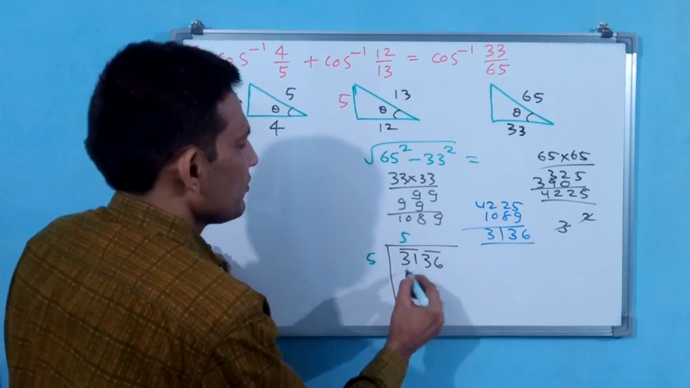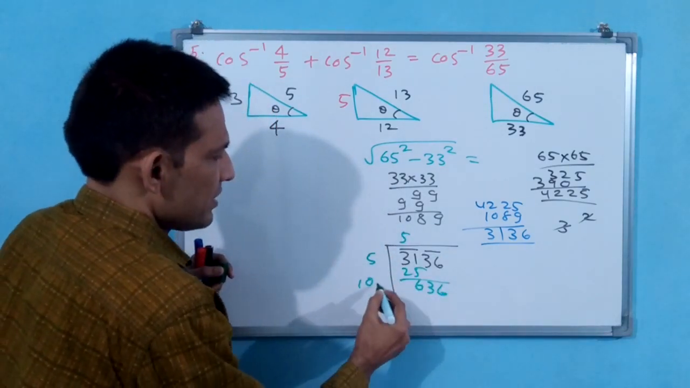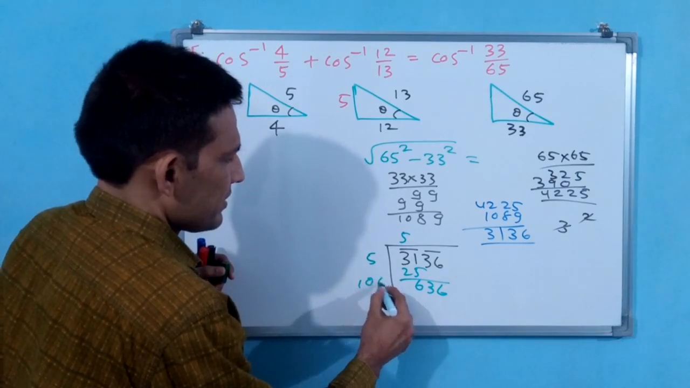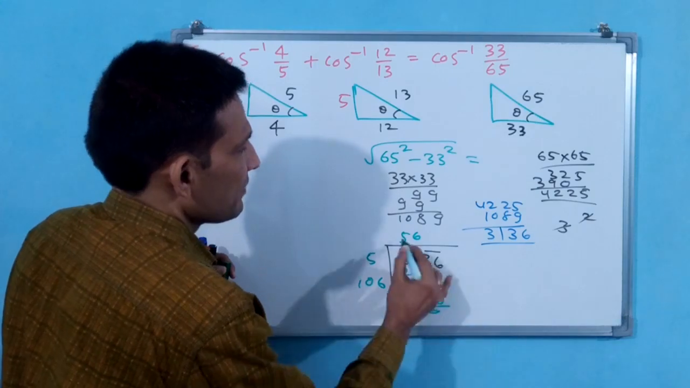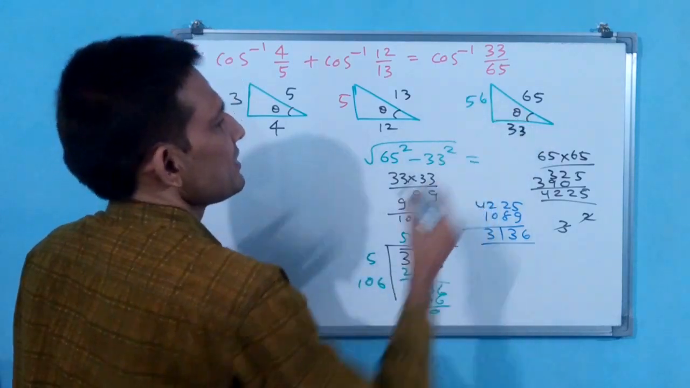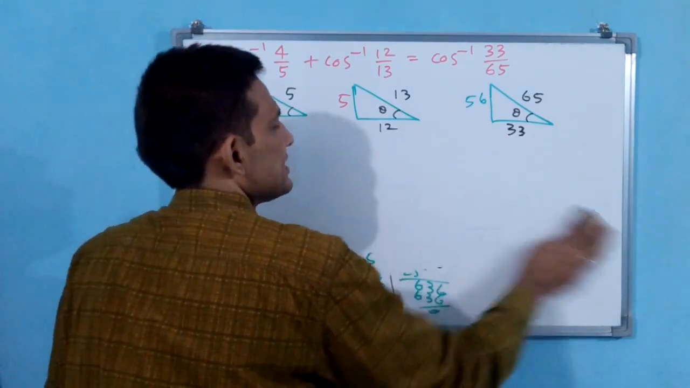5 5s are 25, 6 is 36. 5 into 2 is 10. 6 6s are 636. That means 56 is going to come. Here you write 56. That's all. You remove all this calculation then.